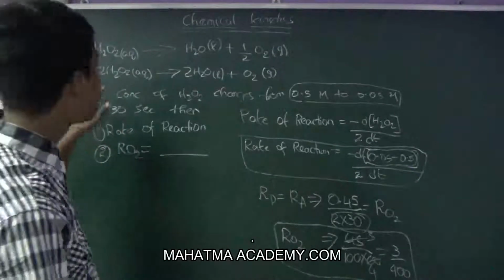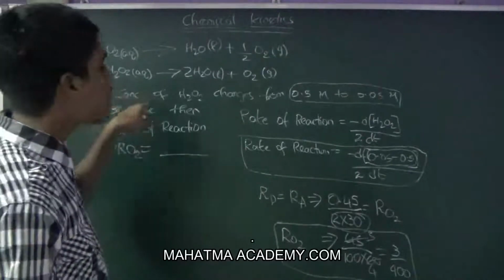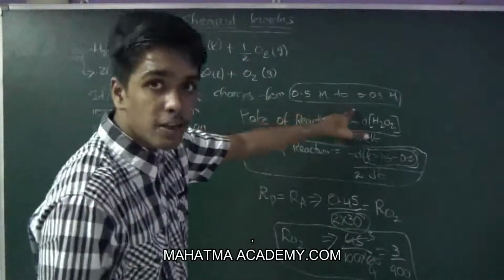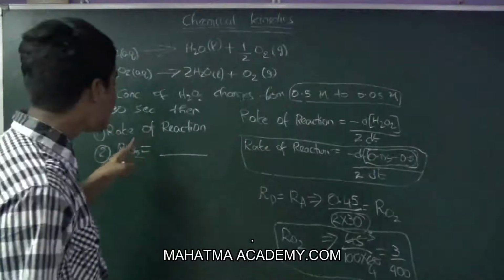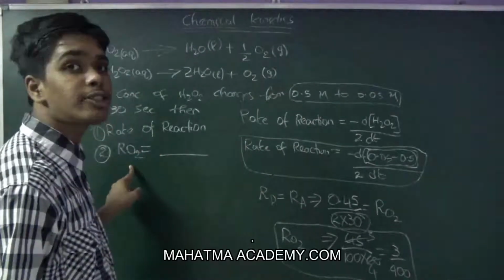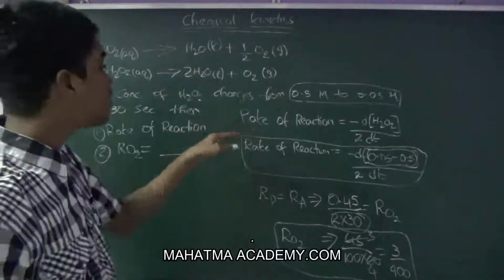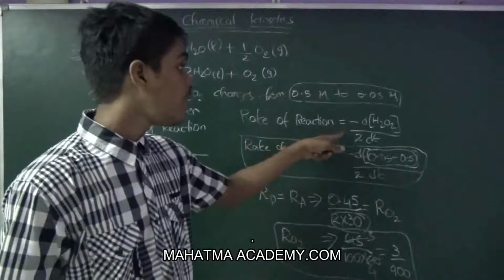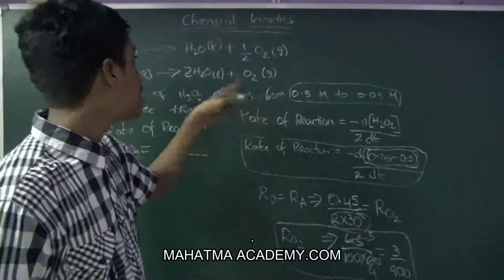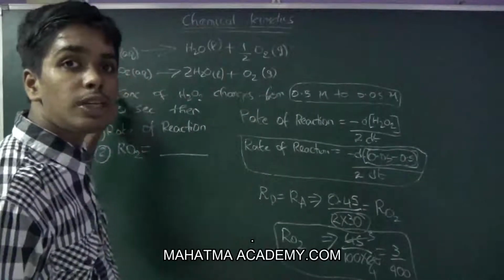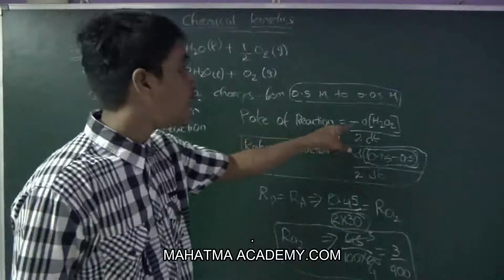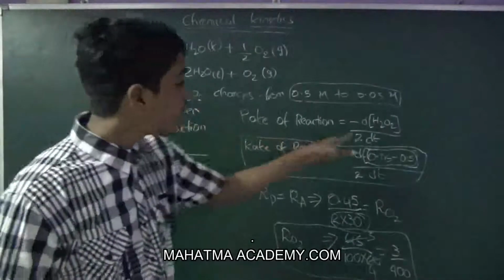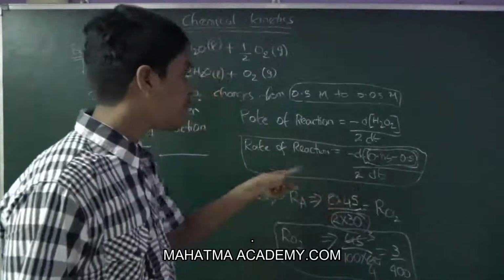Now we have discussed if the concentration of H2O2 changes from 0.5 molar to 0.05 molar in 30 seconds, we want to find the rate of reaction and the rate of association of O2. First we find the rate of reaction. H2O2 is on the reactant side, so we have taken negative, minus d of H2O2 upon the stoichiometric coefficient, which is 2, into dt. Now the rate of reaction will become like this.